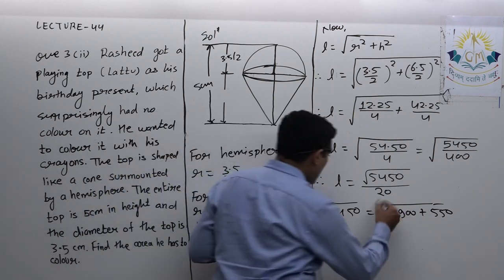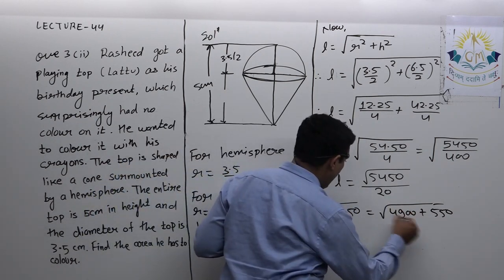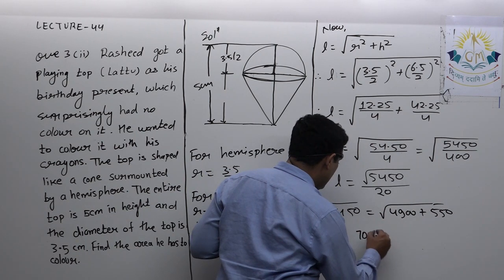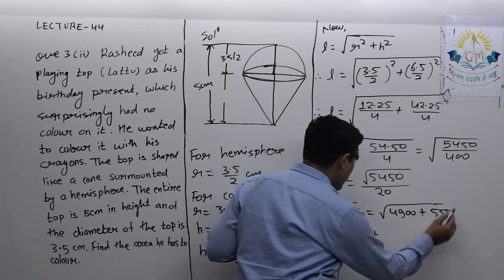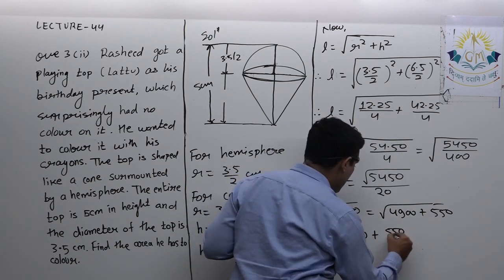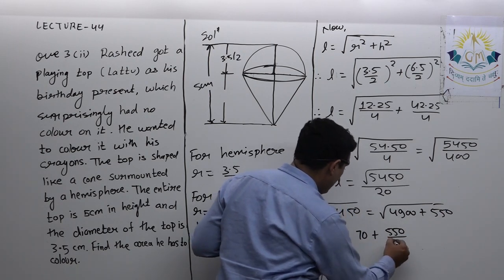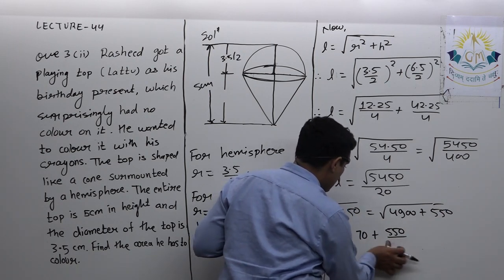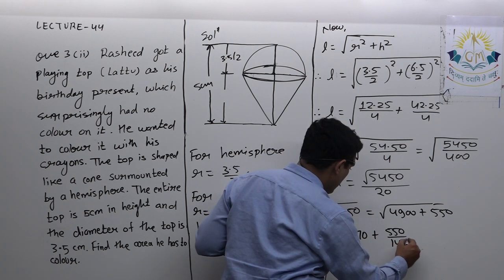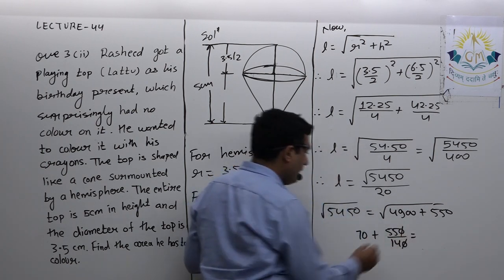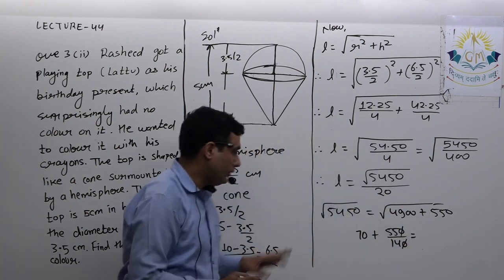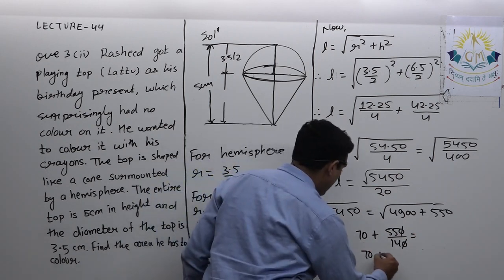Okay, now you can find the square root of this, so write 70. And now next what you have to do is 550 upon double of 70, that is 140. Double of 70 is 140. You can cancel this 0. Now here 54, 5 upon 14. So here I am writing 70 plus.